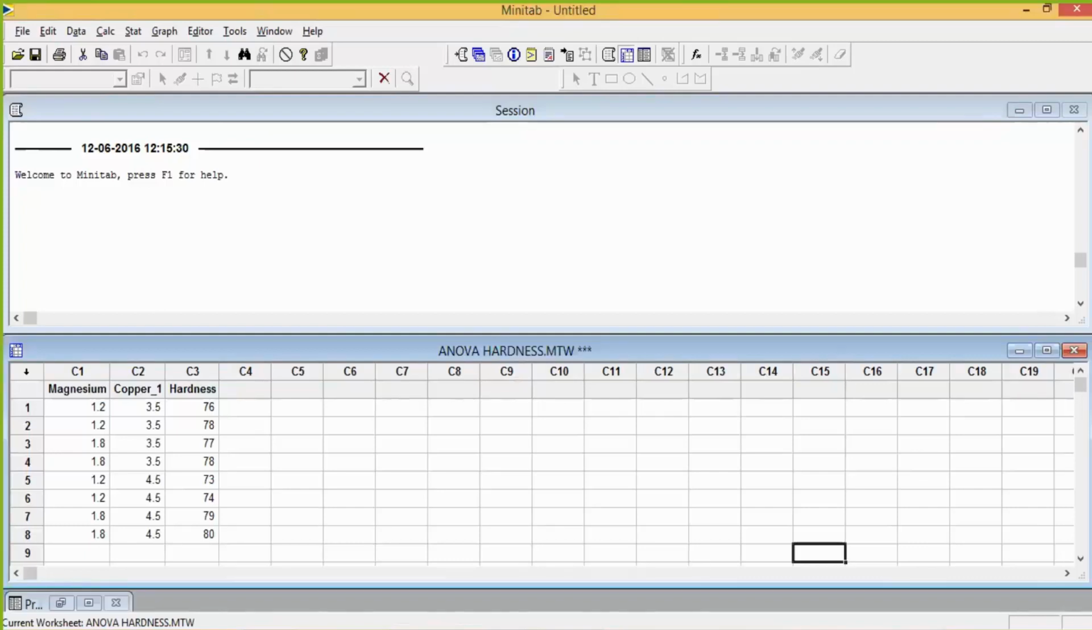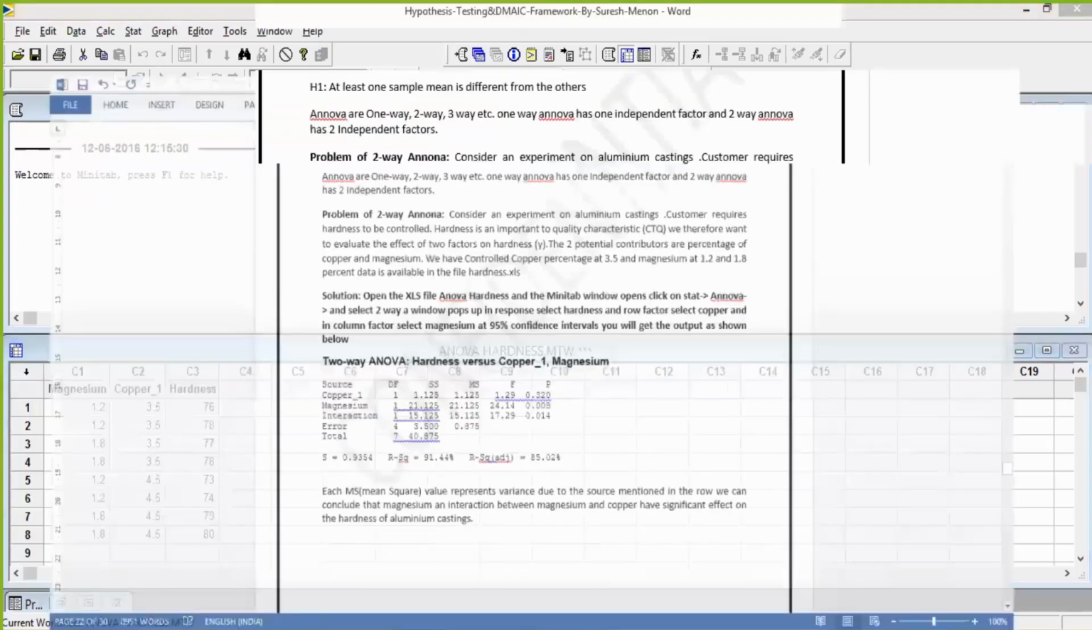See what happens, the hardness of the casting is affected by the amount of magnesium and copper. So the C1 and C2 columns are the independent variables and C3, that is hardness, is a dependent variable. Why? Because hardness depends on the amount of magnesium and copper in the steel casting. Okay. So what we do is, how to do it? I have given it in there.